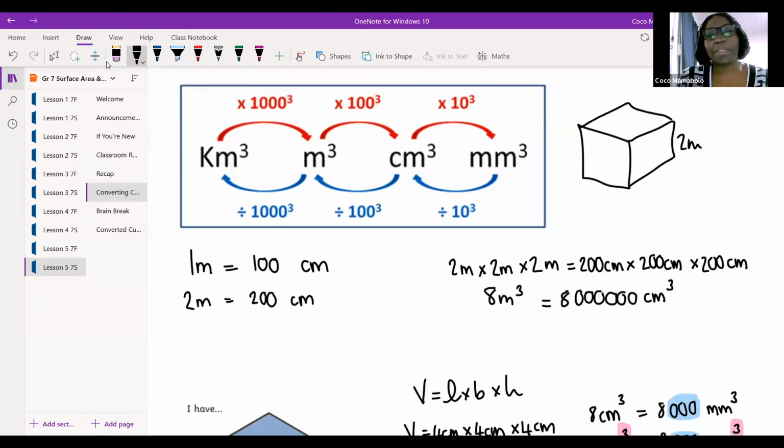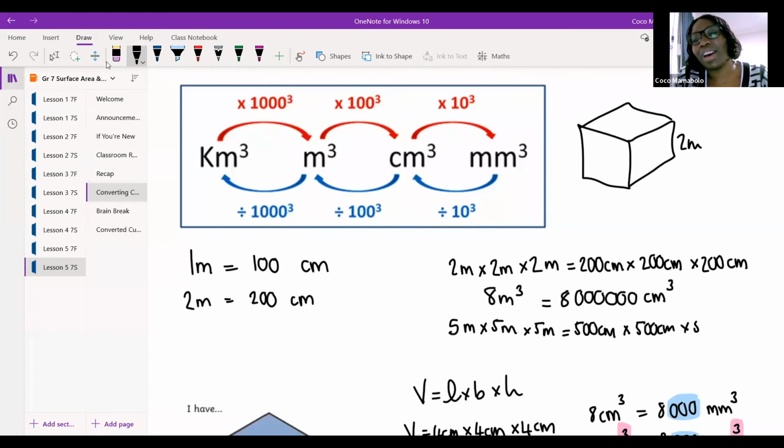All right, guys. Do you get the idea? If I have 5 meters times 5 meters times 5 meters, that is the same as 500 centimeters times 500 centimeters times 500 centimeters. That's going to give me 125 meters cubed. And 500 times 500 times 500 is going to give me 125 million centimeters cubed.